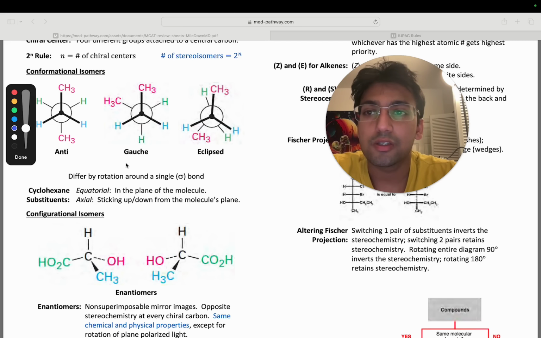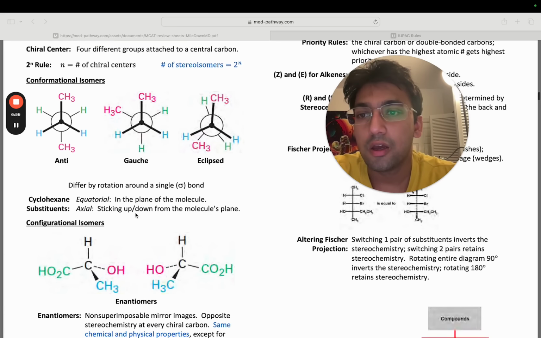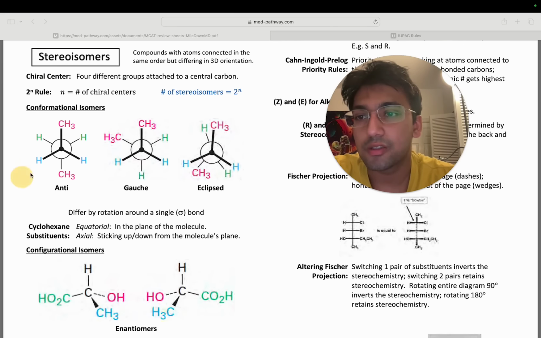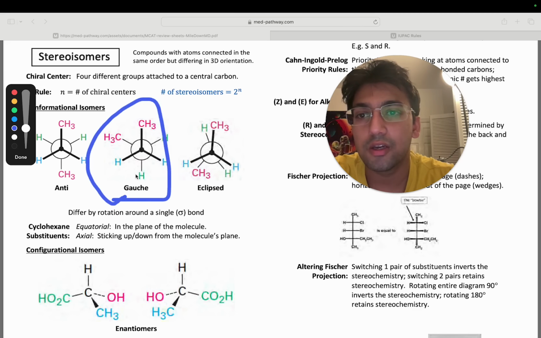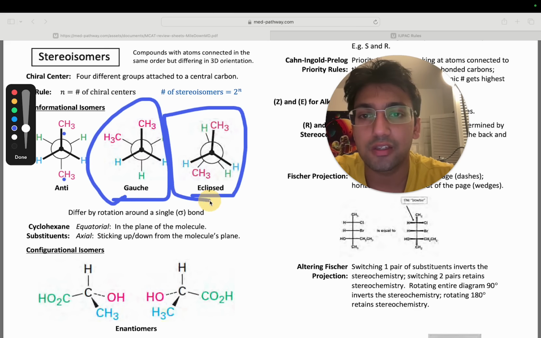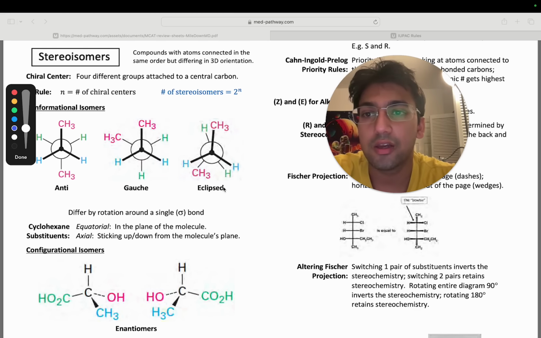Conformational isomers is just when you're rotating those things, right? So that's what a conformational isomer is. You're just rotating the two carbons, so that a gauche conformation is when you have these two bulky groups closer together, versus an eclipsed is in this orientation where they're not exactly anti, but they're a little bit closer than that. So that's how you can think about conformational isomers.